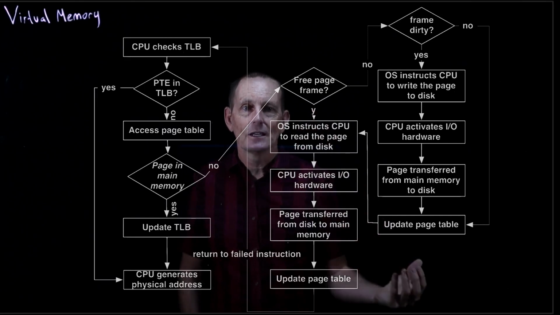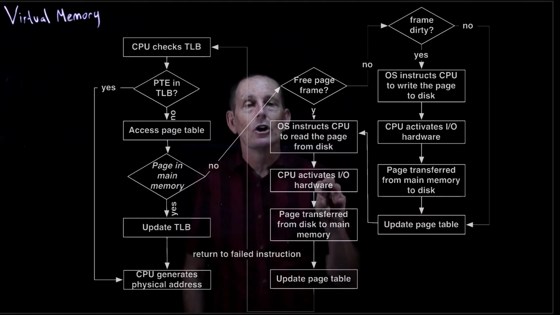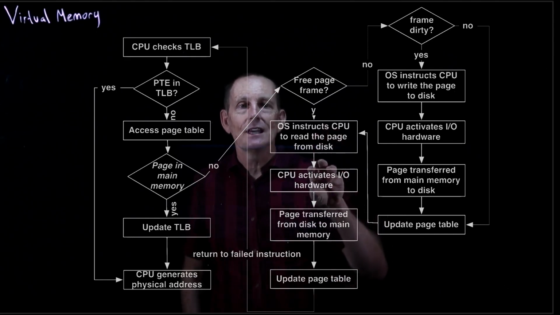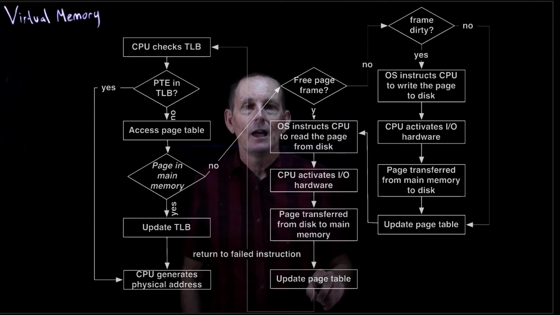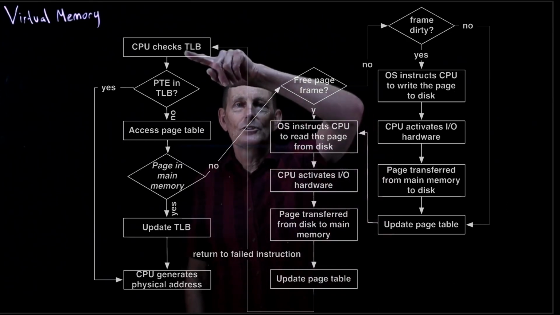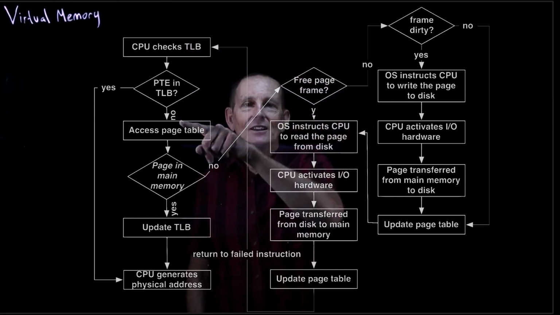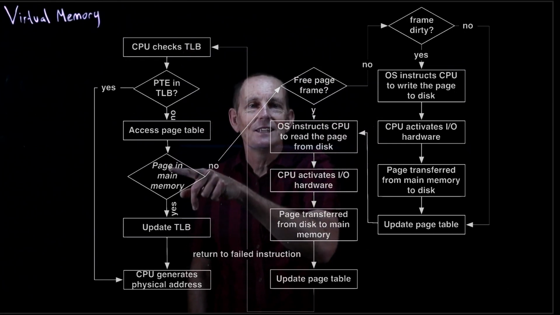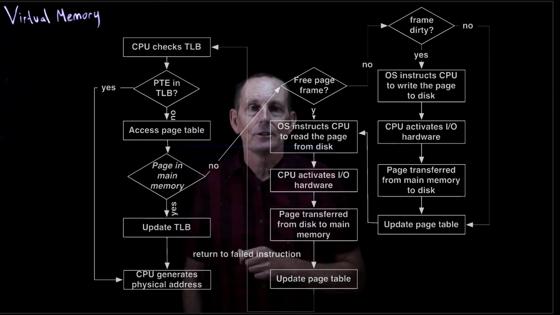But let's say it's coming from disk, either from the ELF file or from our paging file where we're saving all of these pages. In this case, we activate the I/O hardware and the page gets transferred from disk to main memory. We update the page table and then we restart the failed instruction. When we return, we check the TLB. It's not going to be in the TLB, but when we look at the page table, it is in main memory, and then we'll be able to read or write to that page.